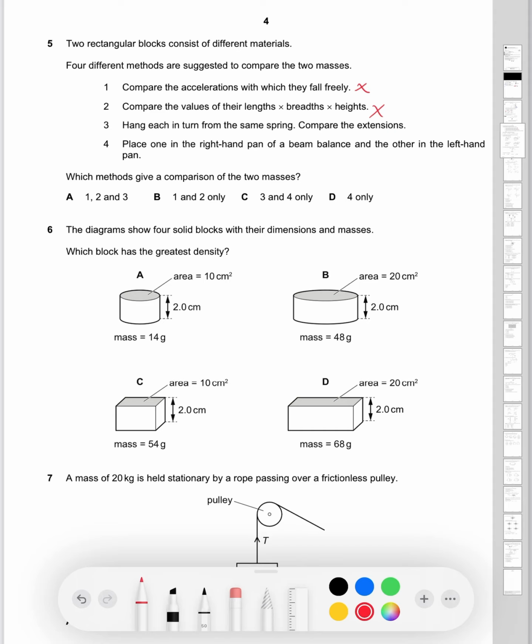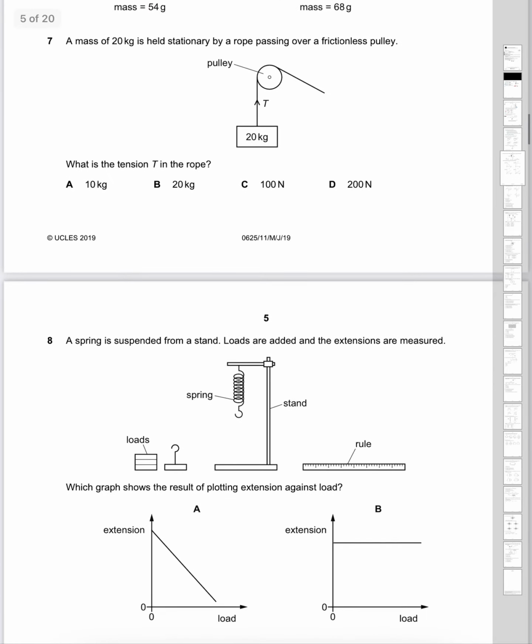Compare the extensions. That would work because we're trying to compare the two masses, and a bigger mass would create a greater extension. Place one in the right-hand pan of a beam balance and the other in the left-hand pan. That would also work. So 3 and 4 are so far correct. Which methods give a comparison of the two masses? A would be wrong, B would be wrong. The answer is C.